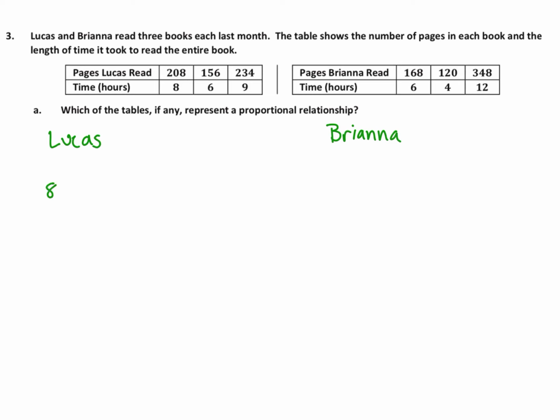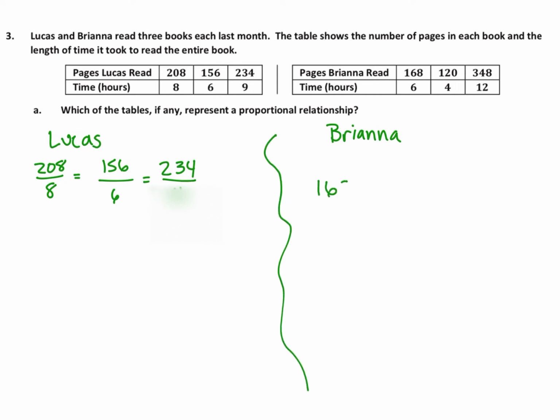We do time on the bottom. So we're checking to see if these are equivalent. And then same thing for Brianna. On your calculator, type these in. 208 divided by 8 and figure out what that is. Then put it underneath. Are these things actually equal?